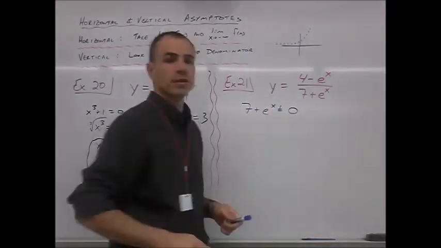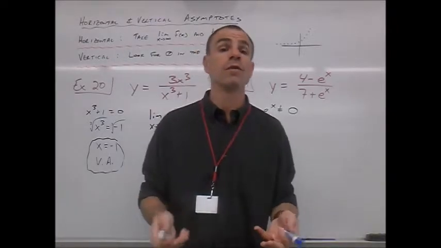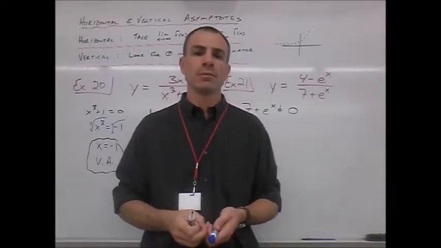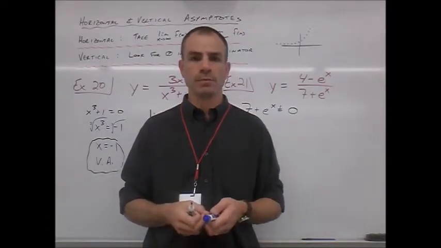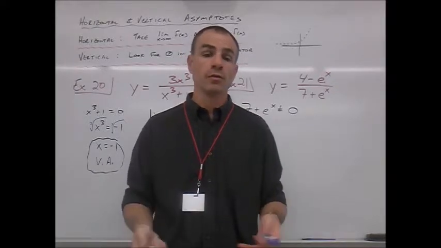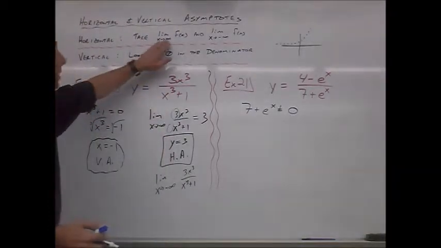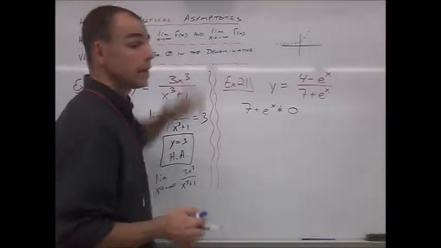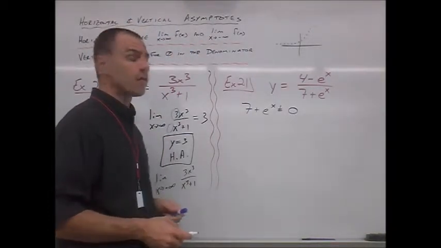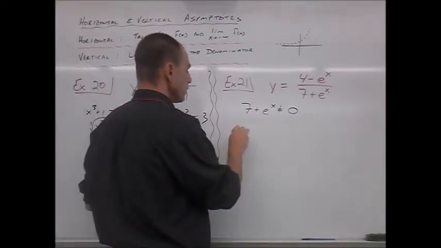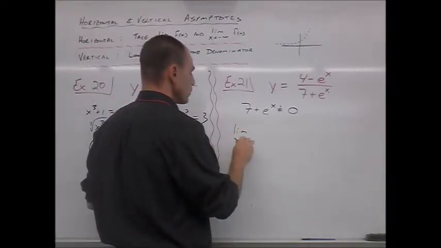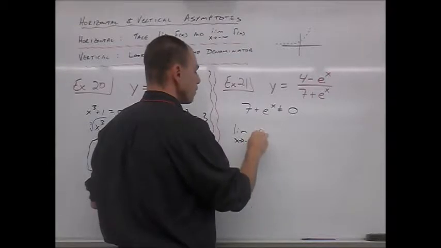So it cannot equal 0, and therefore there is no vertical asymptote for this function, because there's no way for us to divide by 0. So no vertical asymptote, but what about the horizontal asymptotes? We're going to do the same thing that we did before: take the limit as x approaches infinity and negative infinity. Let's start off with negative infinity for this one, the limit as x approaches negative infinity of our function.